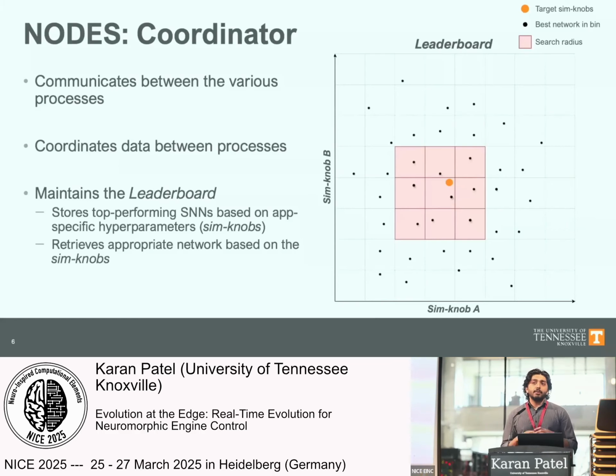This is accomplished by first binning the sim knob search space, where each bin is represented by a network with the best fitness score within that respective bin. Next, we create a search radius around our target sim knobs and retrieve the network with the best fitness score within that radius. And this network is meant to represent our target sim knobs. And this is demonstrated by the figure here on the right, where the orange point is the target sim knobs, the black points are the best networks in their respective bins, and the red region is the search radius.